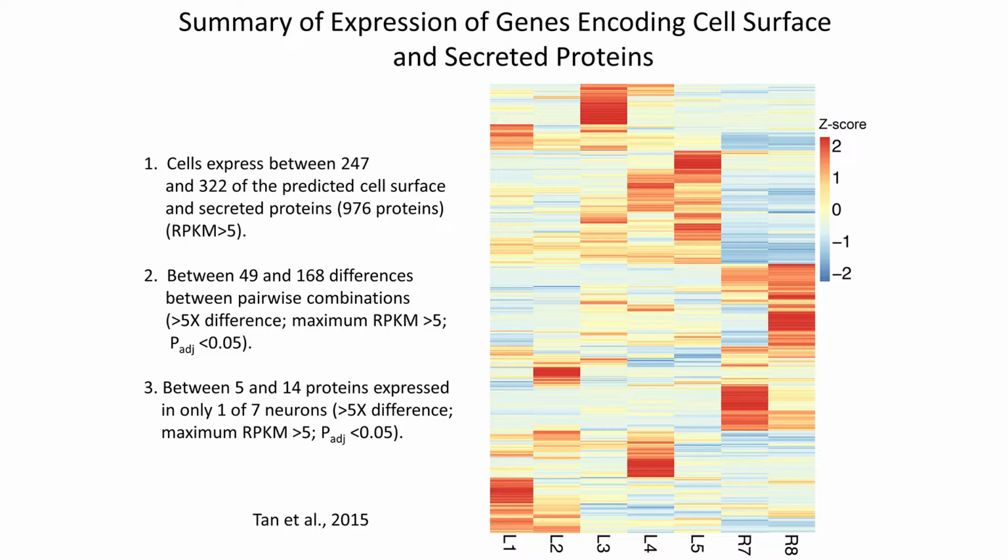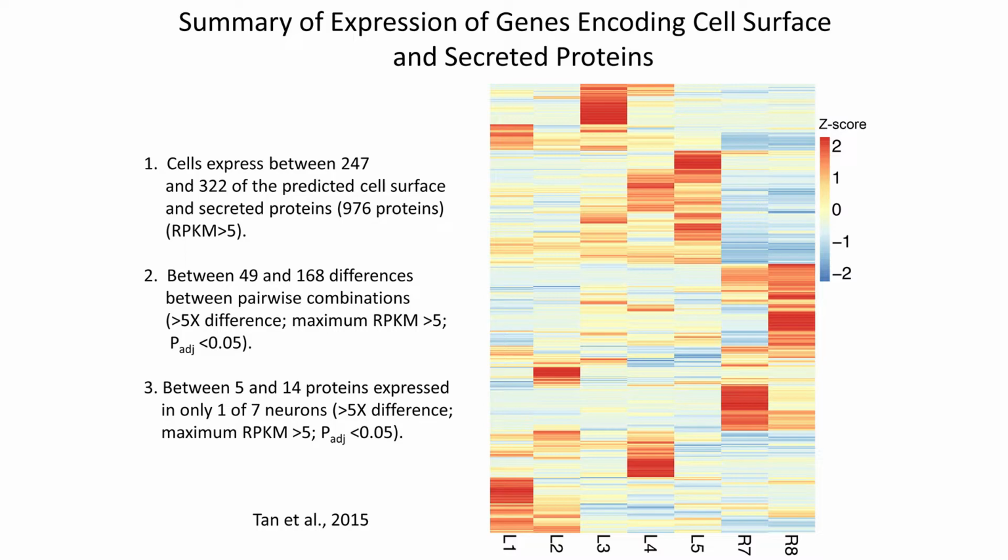The 7 neurons are shown in each column, each row represents a different cell surface protein, and each of these neurons expresses a large number of different cell surface proteins, between 250 and 325, out of about 976, so a quarter to a third of the cell surface proteins with relatively high RPKM values. Lots of differences between any pairwise combination, and few differences that are highly specific, meaning on in one but not the other 6. So each neuron has a unique set of cell surface proteins, and far more than we were hoping would be the case.